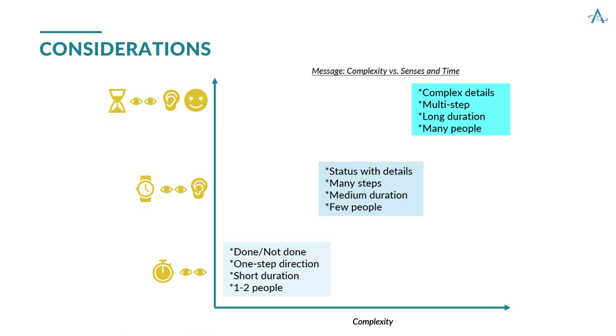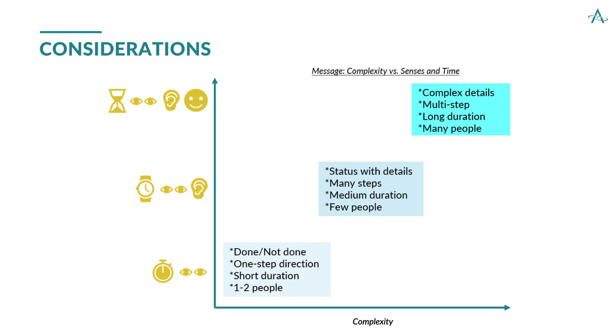So lastly, let's complete the graph here. Let's go to the complex extreme end. You've got complex details, multi-step, long duration, and many, many people. We definitely want to increase the senses to not only the visual and the audio, but even maybe the nonverbal. And here is definitely where you want to call that formal meeting, because so many steps definitely ups the level of complexity and the types of messages you need to send.